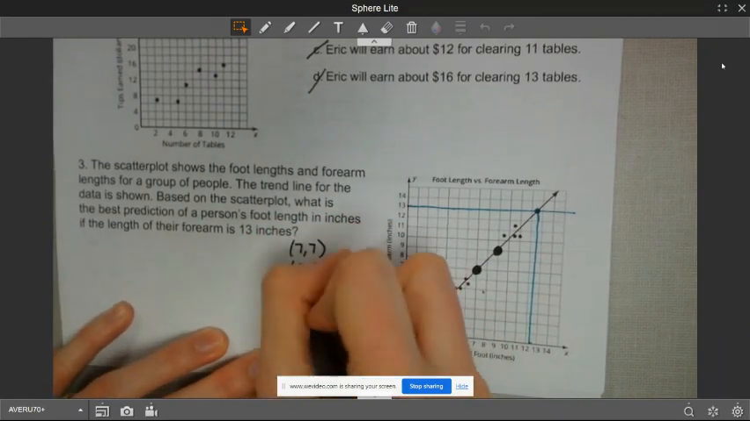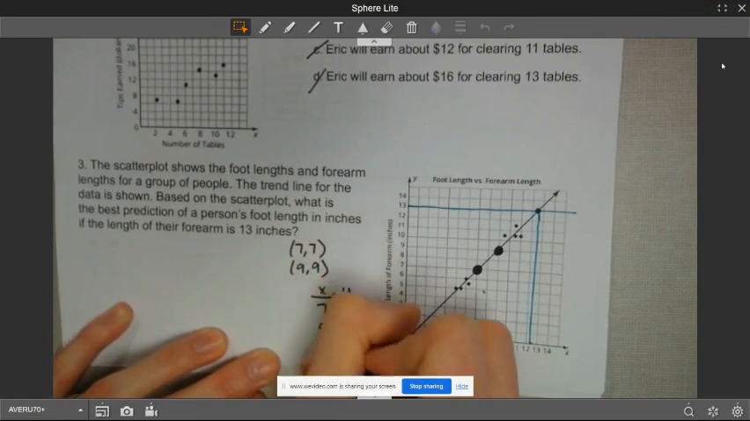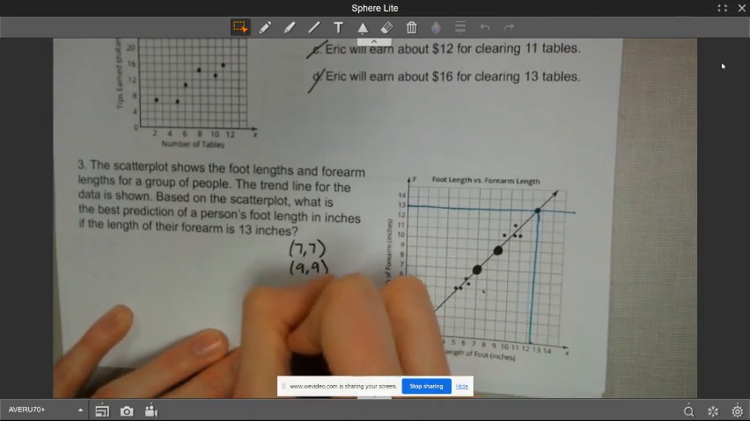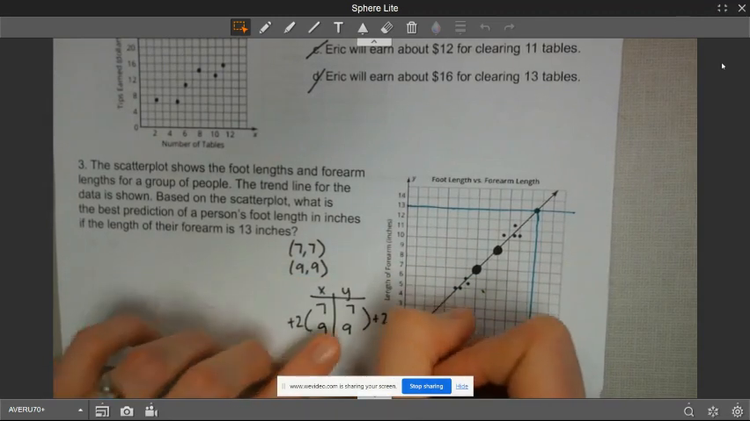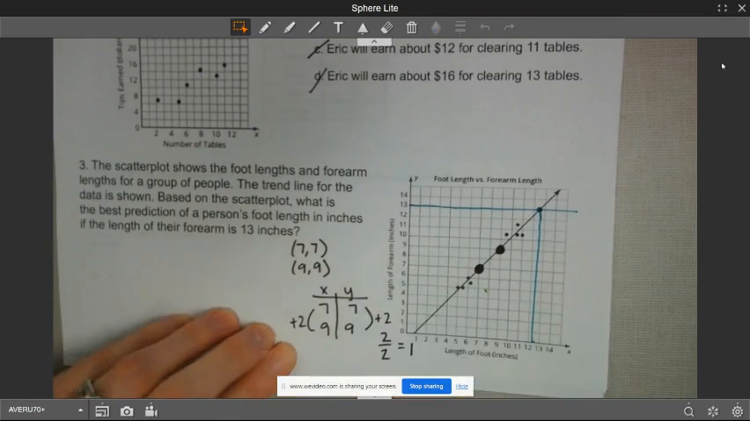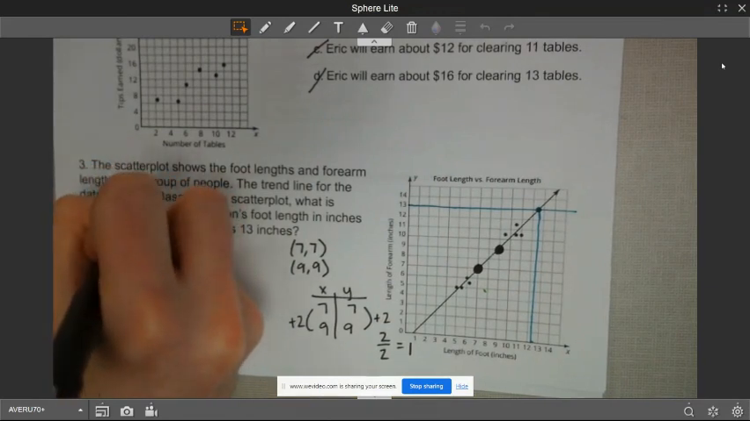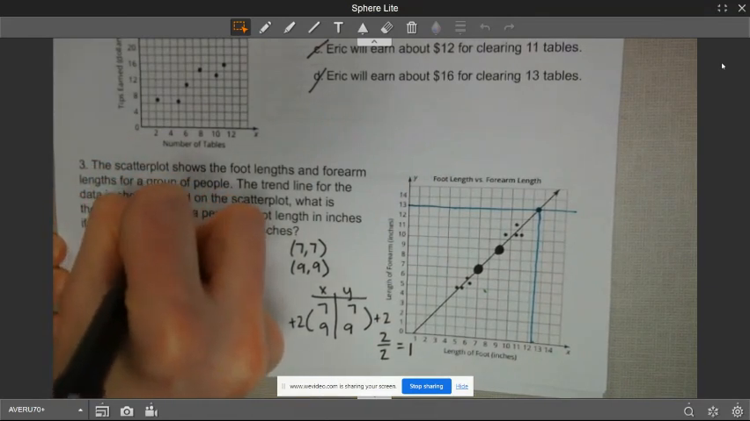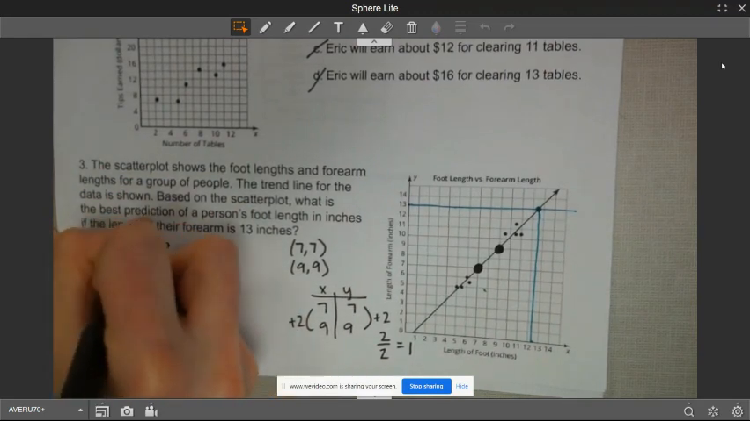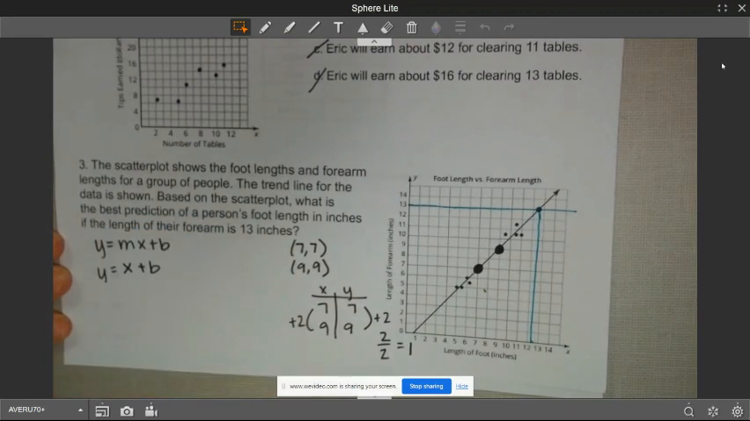So to find the slope, I'm going to make an XY table. 7, 7, 9, 9. To go from 7 to 9, I add 2. To go from 7 to 9, I add 2. My slope is change in y over change in x, so 2 over 2, which just simplifies to 1. All of our equations are in y is equal to mx plus b, where m is our slope. So I just found our slope, y is equal to 1x, which is just x, plus b. All right.